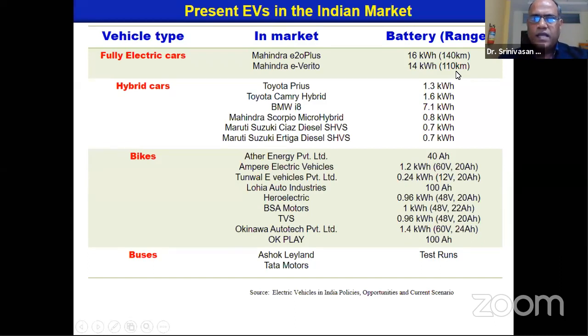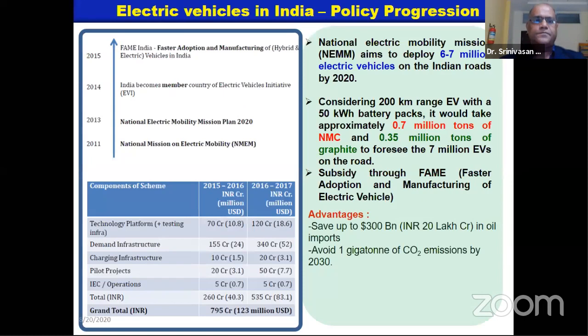In addition to that, the battery pack is also used in hybrid cars, where a very low capacity battery is integrated with the fuel-based vehicle for start-stop application. There are also various companies working on two-wheelers and three-wheelers. For example, Ather Energy is working on lithium-ion battery-based two-wheeler bikes. And in buses, Ashok Leyland is working on lithium-ion battery-powered e-buses. They have not come to the commercial market yet, still under testing.